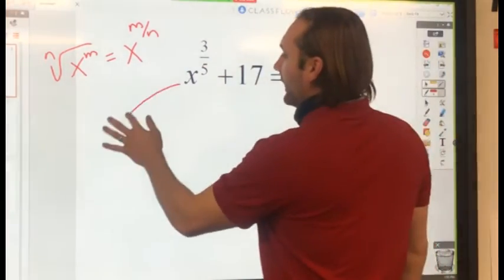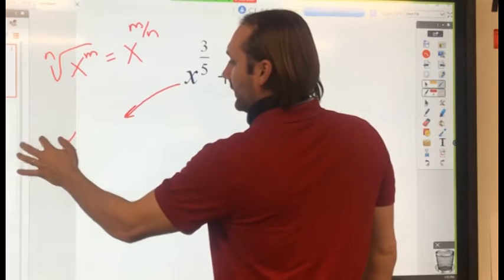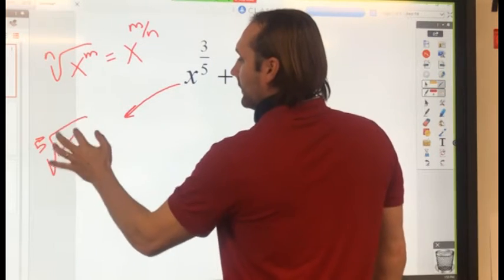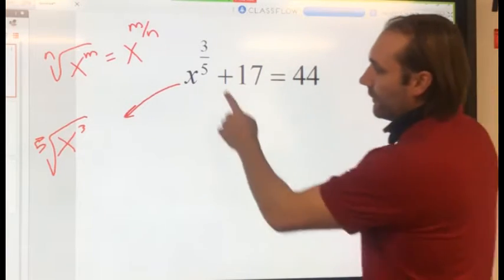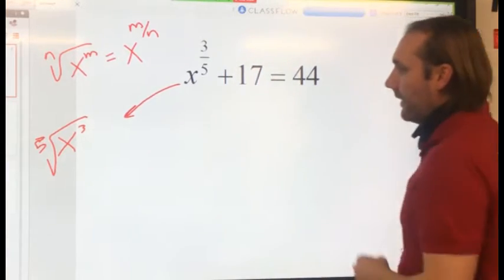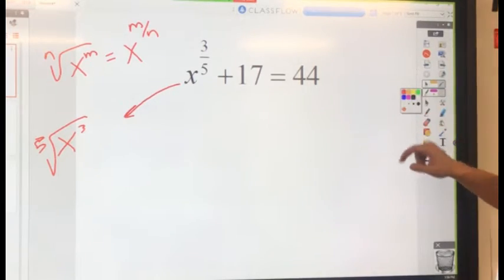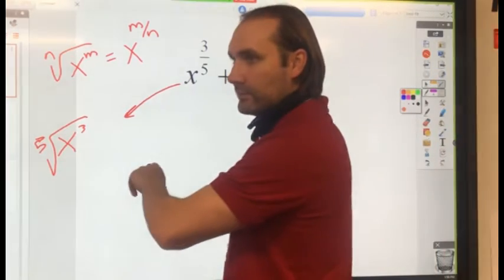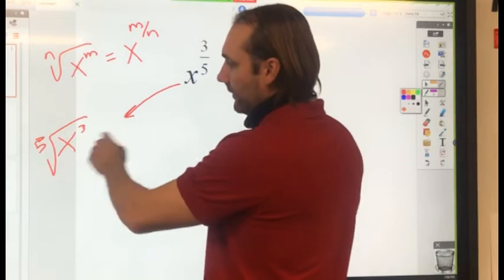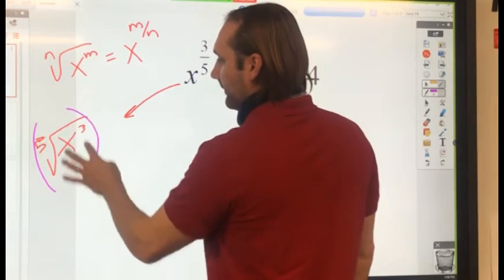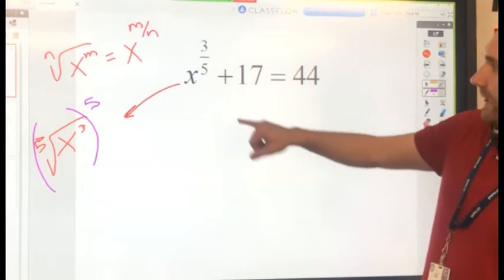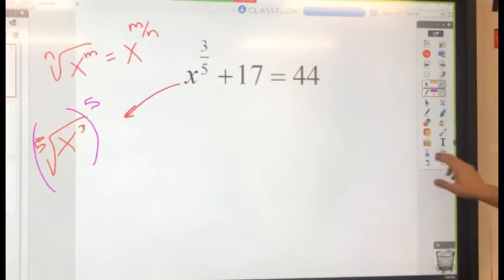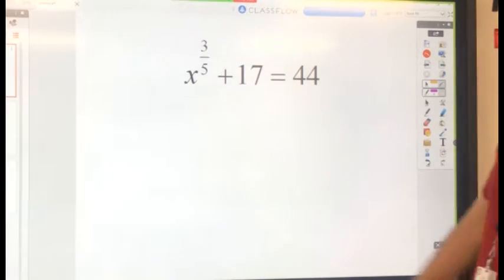So if I wanted to, I can rewrite this as the fifth root of x cubed, like so. And we saw this week that if you want to get rid of a square root, you square it. Cube root, you cube it. So a fifth root, you would do what? Raise it to the fifth power. But let's just go ahead and keep this as a fraction. I feel like that's going to make our life a little bit easier to solve.